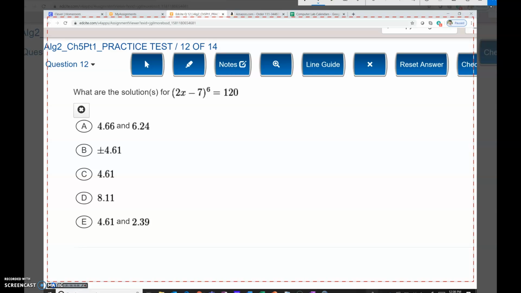But your first step is always to get whatever has the exponent by itself. This is. So our next step is to take the 6th root of both sides. So on the left, we have 2x minus 7. On the right, we can't do the 6th root of 120 using our chart, so you have to use your calculator, and you'd get 2.22. If you don't know how to do the 6th root of 120, please see me with your calculator, and I will show you how to do that so that you feel prepared for tomorrow.